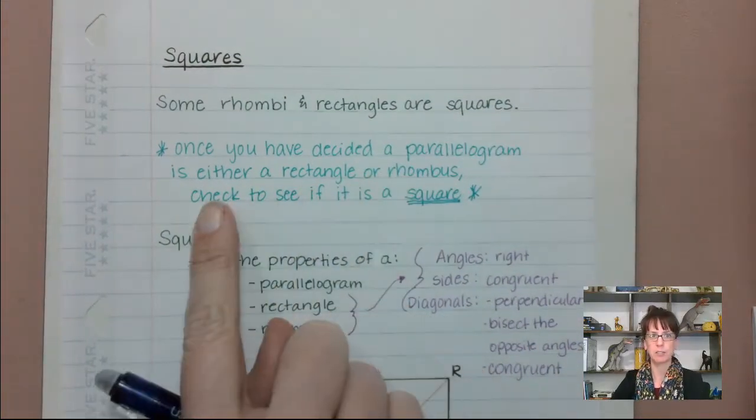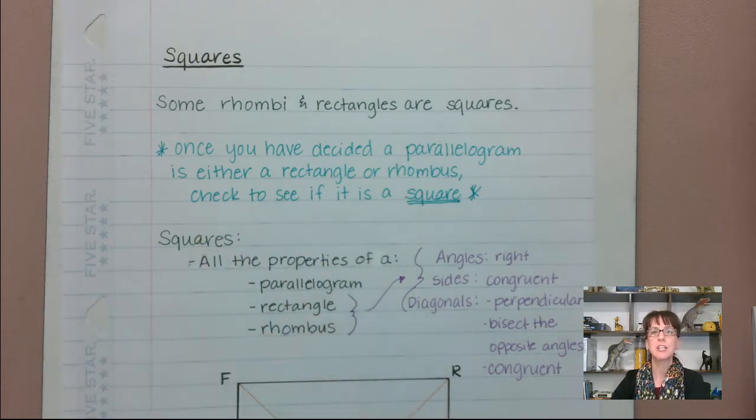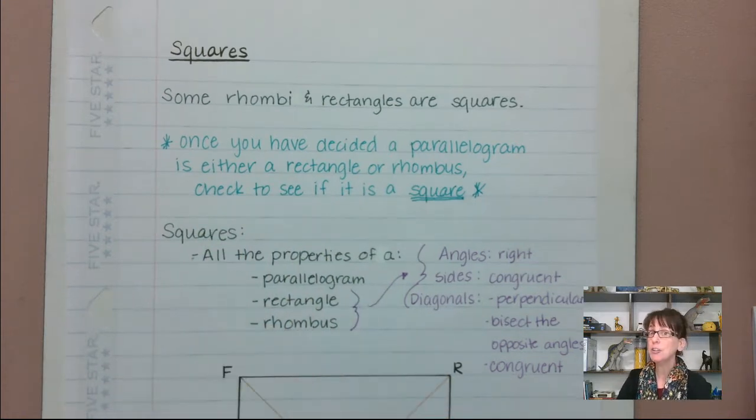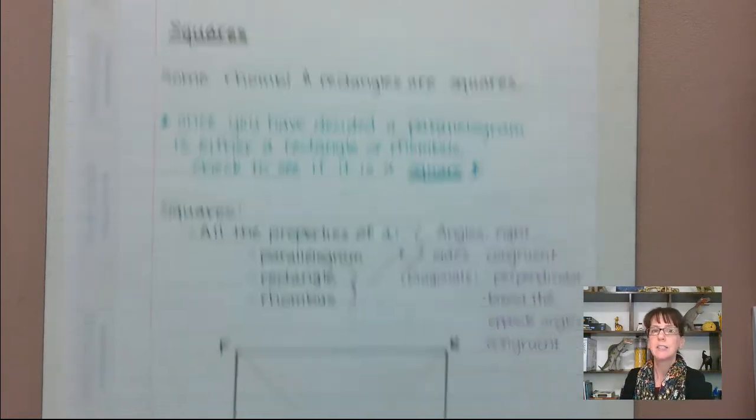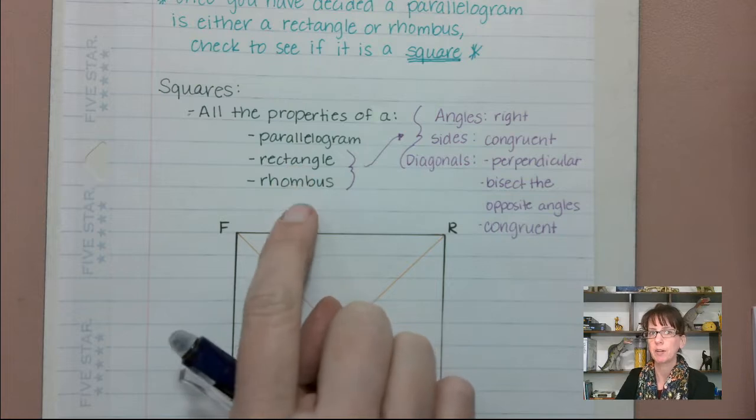Once you have decided a parallelogram is either a rectangle or a rhombus, check to see if it is a square. And how you would do that is, if it's a rectangle, check to see if it's also a rhombus. If they are both, then it is a square. If you have a rhombus, check to see if it's a rectangle. If you have both, again, it is a square. So the square has all the properties of a parallelogram, rectangle, and rhombus.